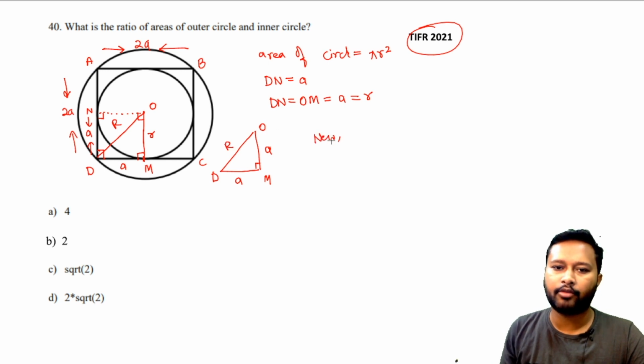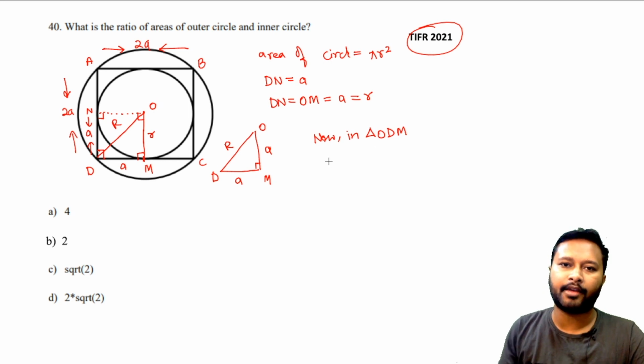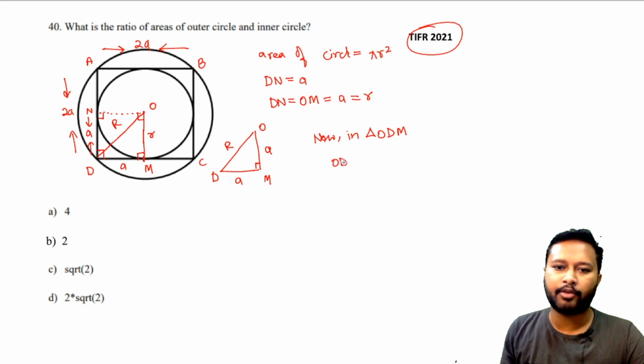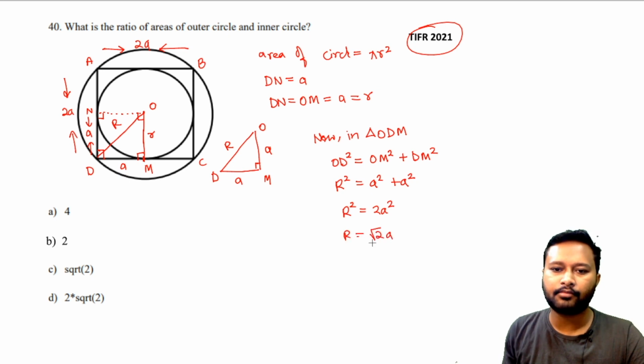Now I'm going to consider triangle ODM. In triangle ODM, I'm going to apply Pythagoras theorem. That means the hypotenuse, that is OD square, will be equal to the sum of the other two sides, so OM square plus DM square. If you substitute, OD is capital R square, OM is A square, plus A square. So R square will be 2A square, or you can say that R is equal to root 2 times A. So I just found the value of capital R and the value of small r in terms of A.